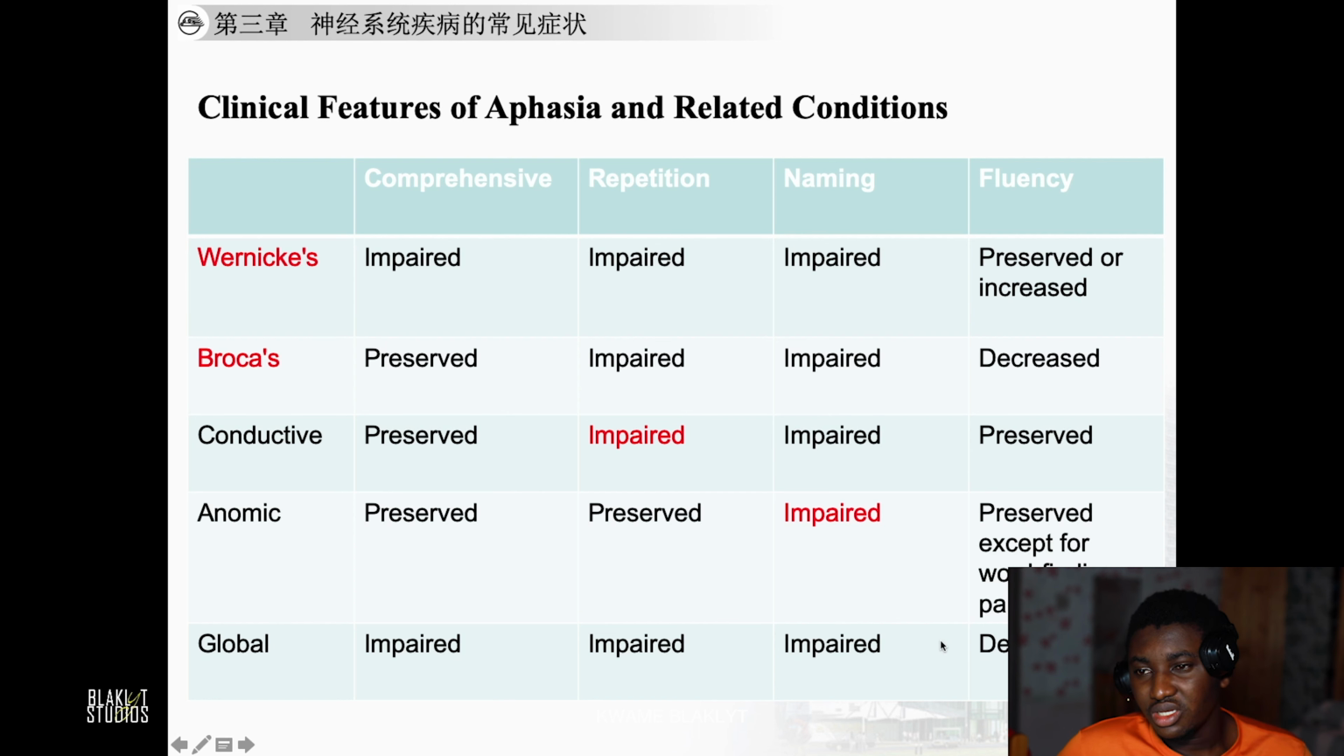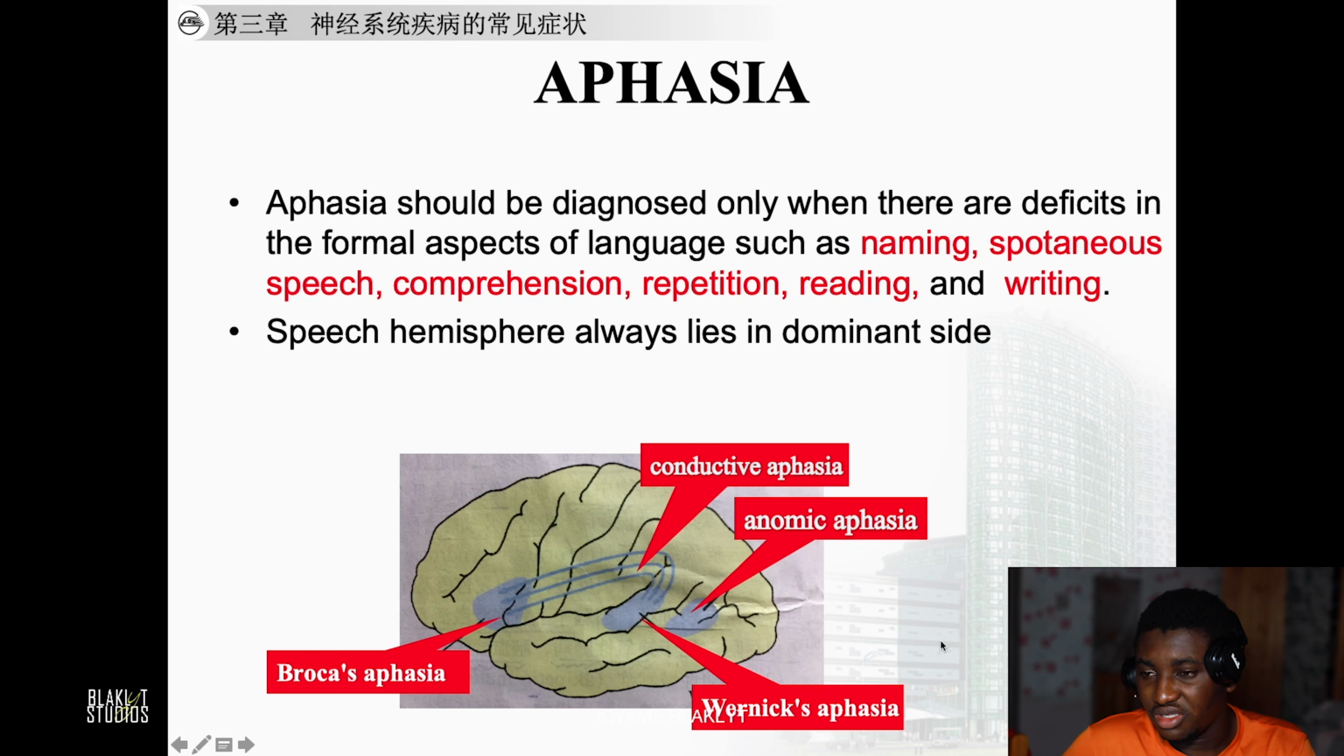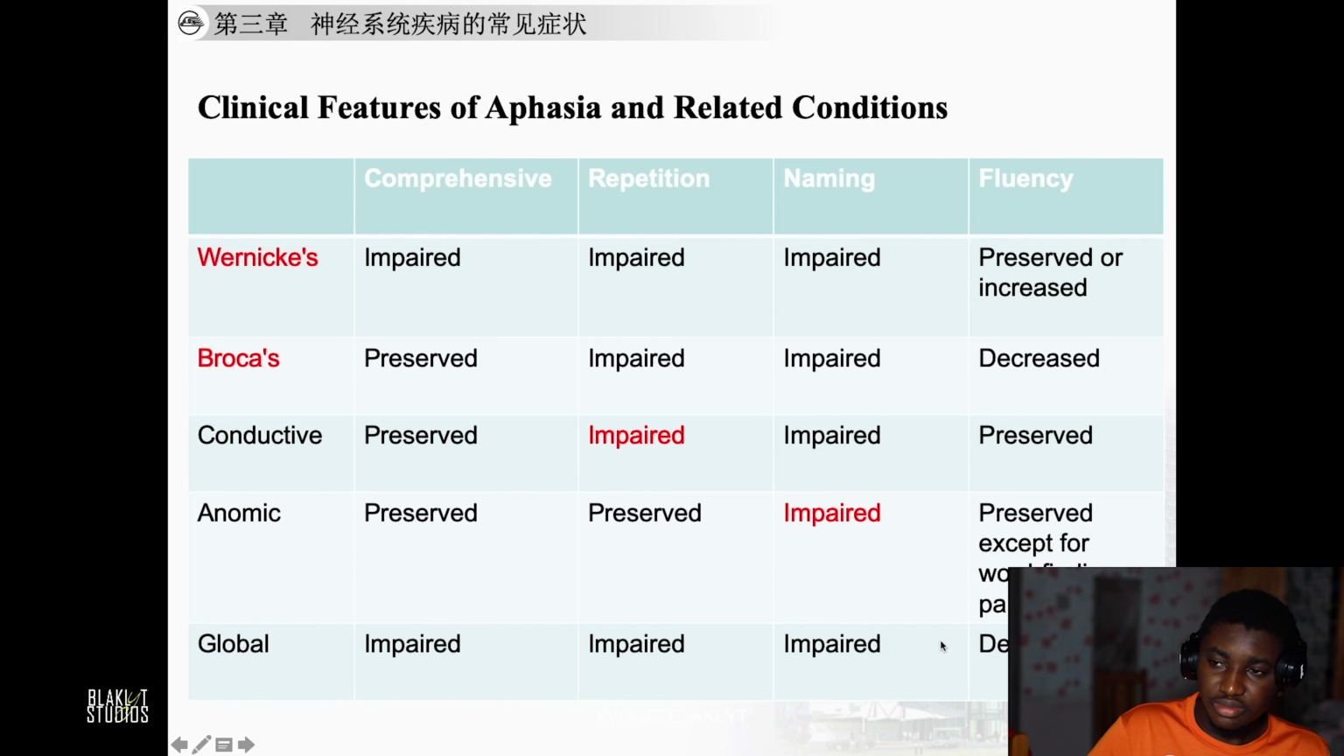So basically, we use these to judge aphasia, right? Comprehension, repetition, naming, and fluency. These 4: comprehension, repetition, naming, and fluency.